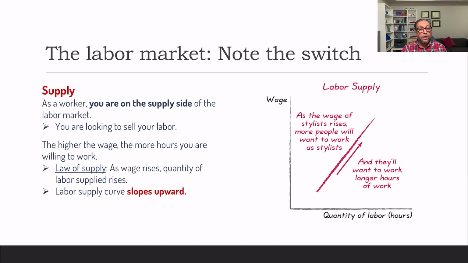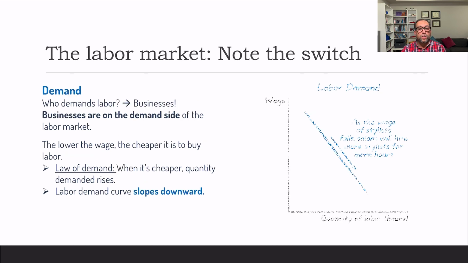Now the supply curve in the labor market: note the switch. That's what I mentioned in the beginning. As a worker, you are the supply side of the labor market. You are looking to sell your labor, and the higher the wage, the more hours you are willing to work. Law of supply: as wages rise, the quantity of labor supplied rises, and the labor supply curve is upward sloping like a normal supply curve. As the wages of stylists rise, more people want to work as a stylist, and they will want to work longer hours. So in this way we see that the supply curve is upward sloping.